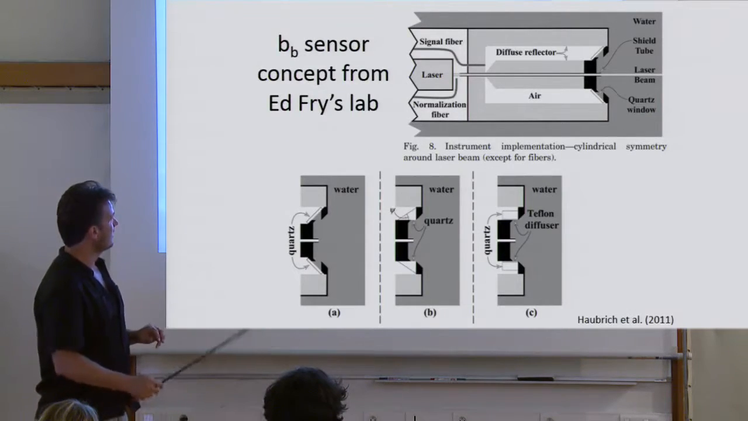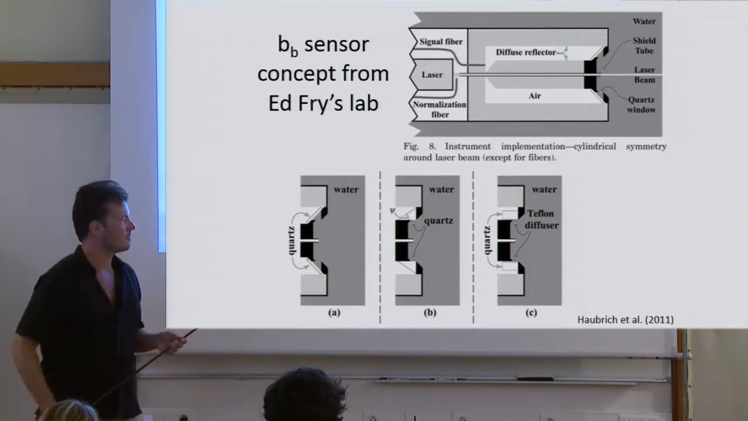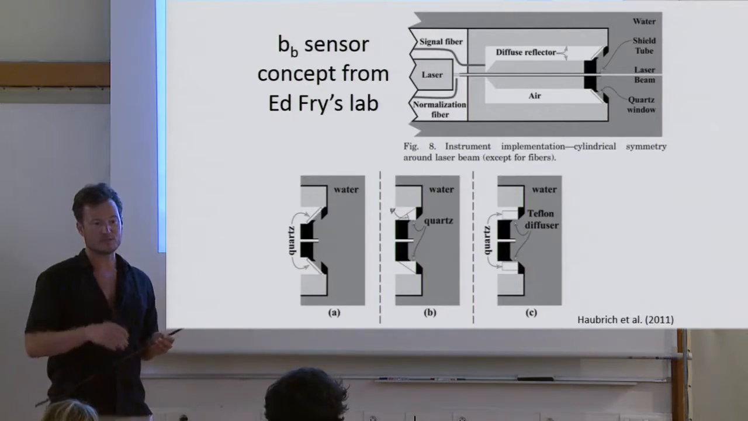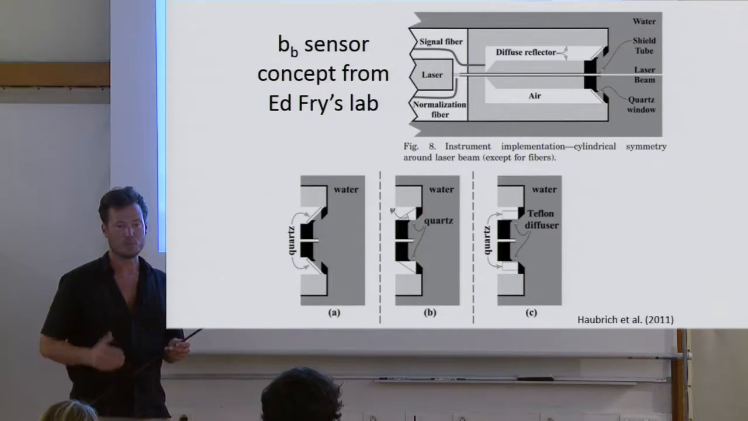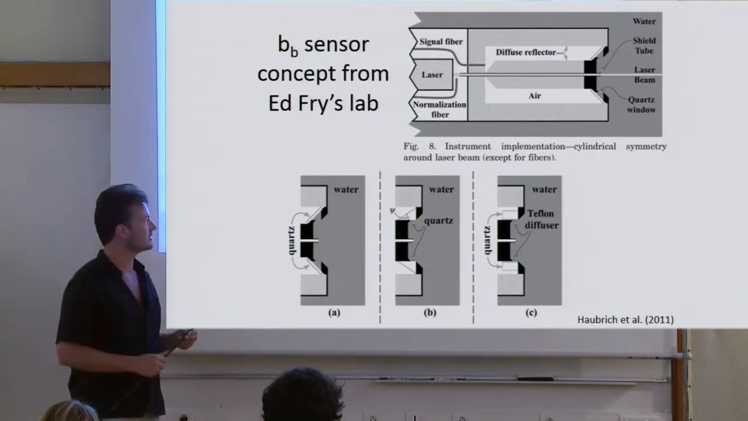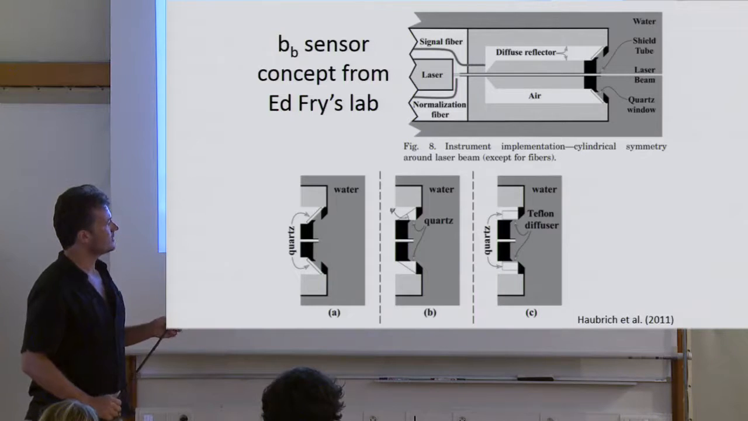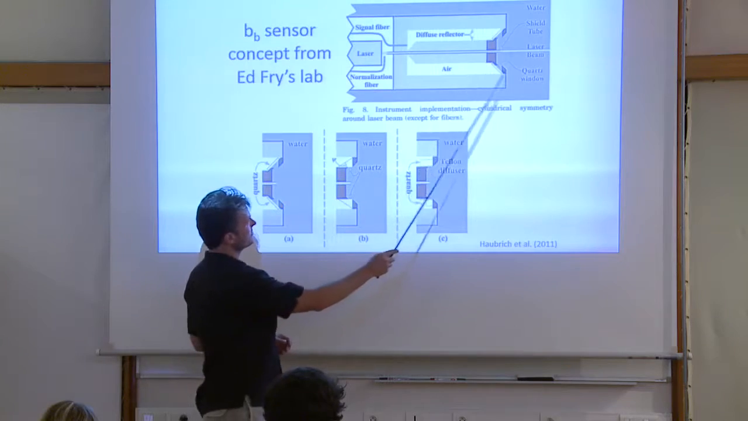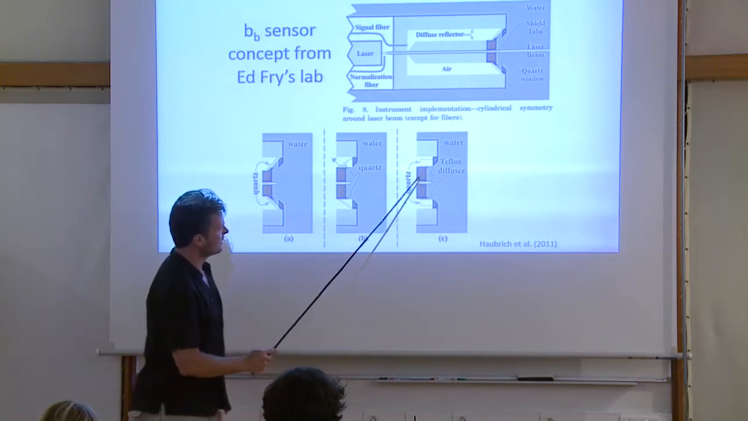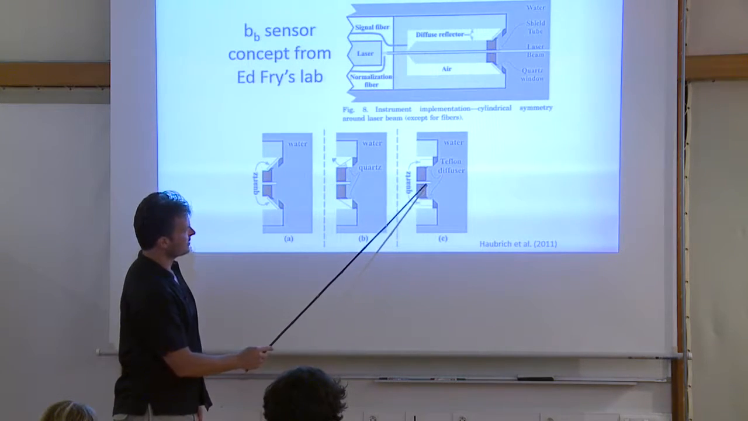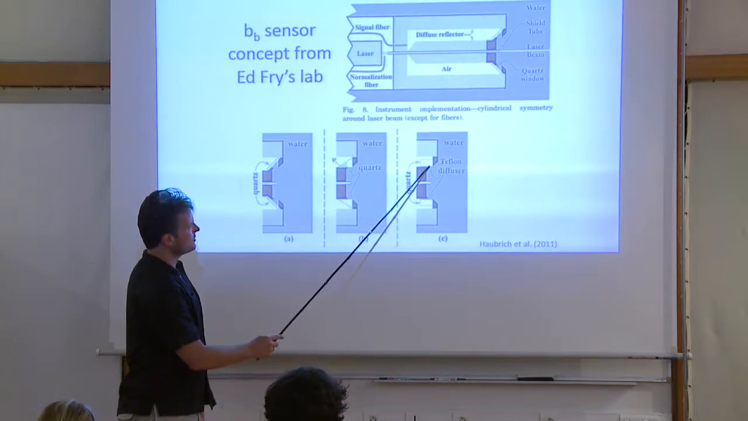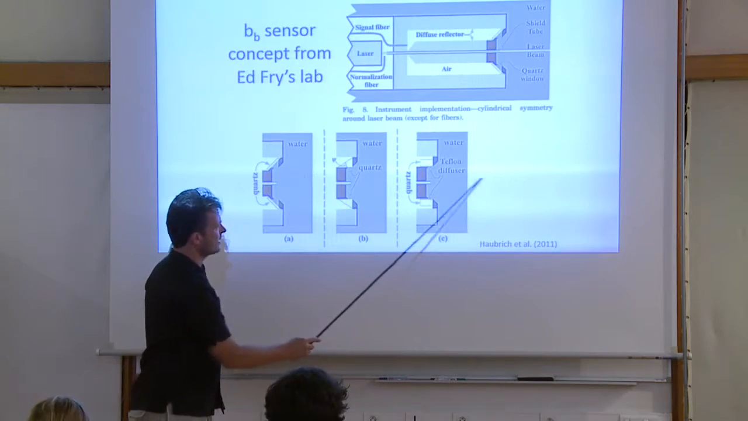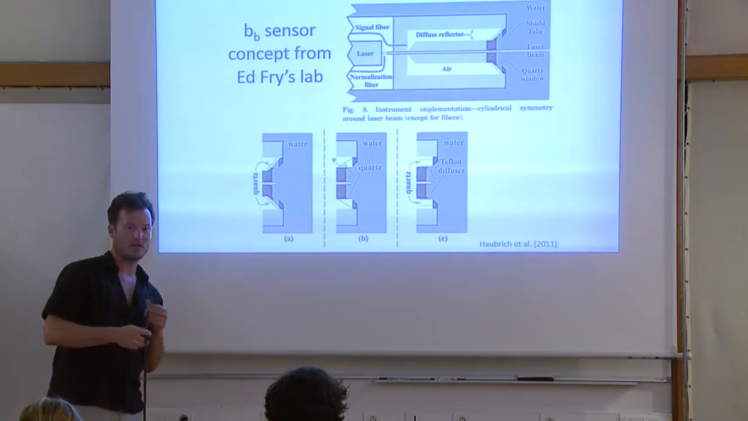So it turns out Ed Fry at Texas A&M has been developing sensors for many, many years. And this is the same Ed Fry from Pope and Fry, for the pure water values that Zhang Ping discussed in his lecture. But he developed something very similar in his lab, where there's a laser source coming into the medium, and then there's a Teflon diffuser here for the detector. And he's got the window for the optical source right at the point of the diffuser. So this diffuser is integrating all the scattering out here. So it's just looking at backscattering.